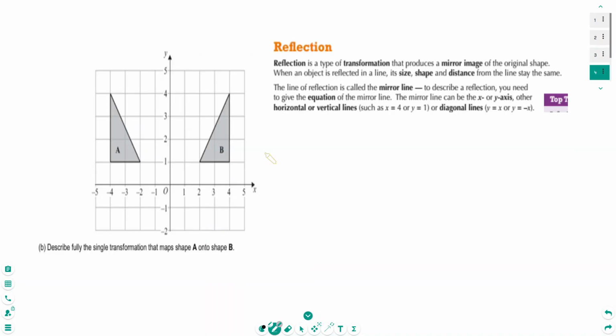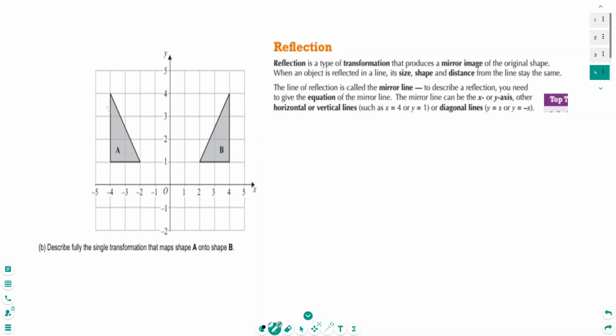In this example, we are going to do a reflection. The reflection is a transformation that produces a mirror image of the original shape. When an object is reflected in a line, the size, shape, and distance from the line stay the same. The reflection line is the mirror line. And we normally give an equation of this line. It can be the horizontal axis, it can also be the vertical axis, or it can also be another line, y equals x or y equals negative x.